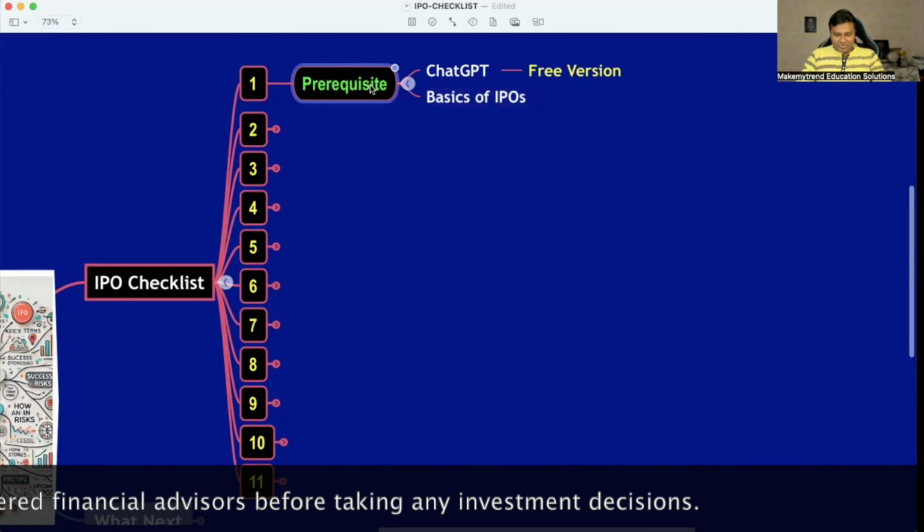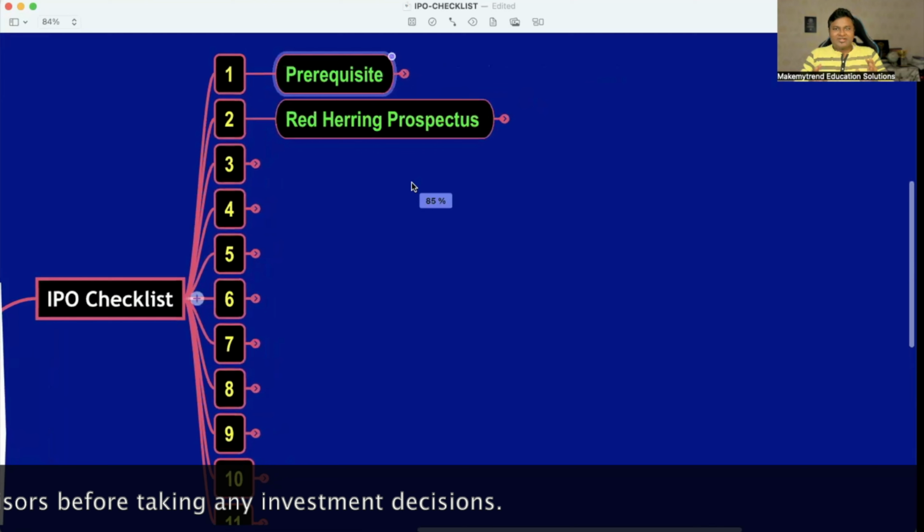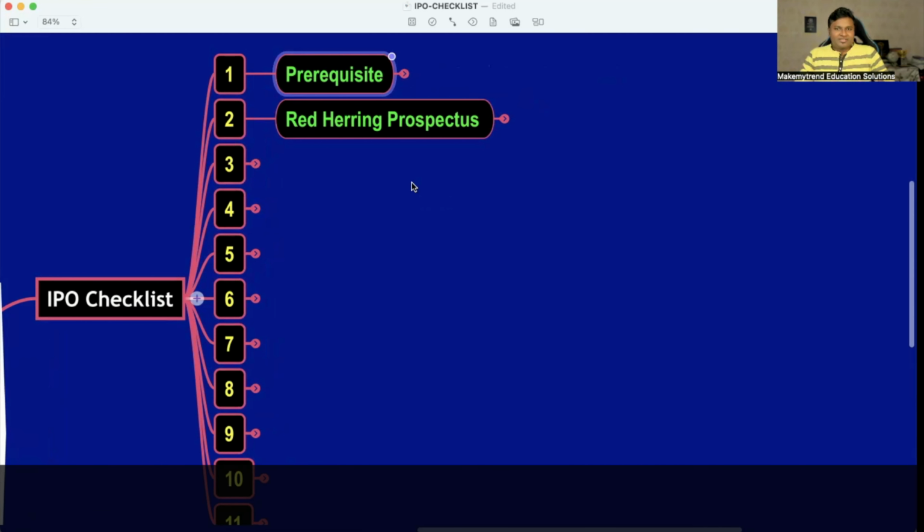Now quickly, let's try to understand one of the very important documents, which is called the Red Herring Prospectus. Now, you might be asking, what does this Red Herring Prospectus mean? The Red Herring Prospectus is the initial document which gets approved by SEBI before any of the IPOs.